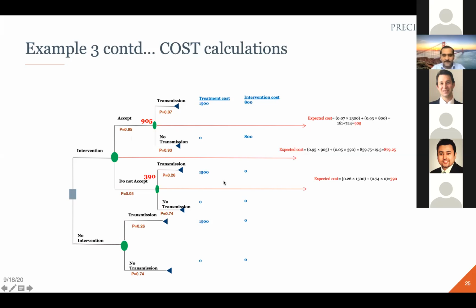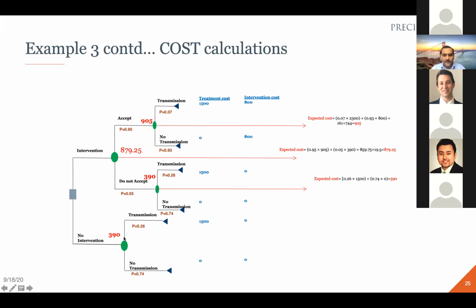Now, this is the process that we are going from right to left, and we can calculate the cost of this branch because we know the expected cost of this and this. So now 905 times 0.95 and 390 times 0.05 gives you 879. Basically, that's an average cost here in this node. So for doing the intervention, it costs $879. That's an average cost, by the way.